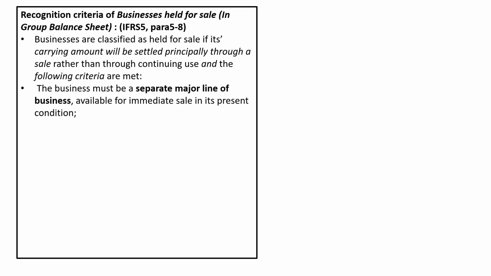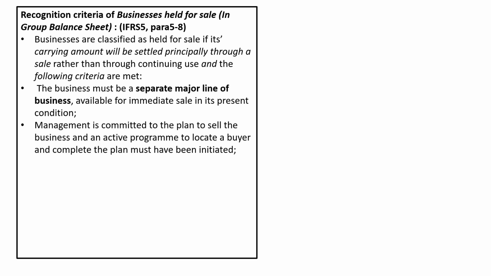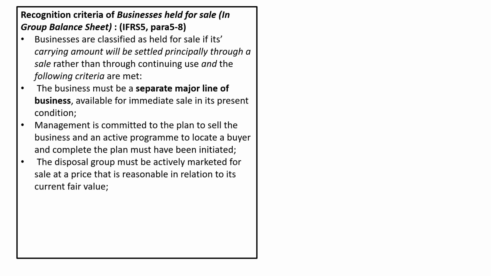Now, the interpretation of what is meant by separate major line of business is an area of judgment, and IFRS 5 does not provide any guidance on its interpretation. Management is committed to the plan to sell the business, and an active program to locate a buyer and complete the plan must have been initiated.